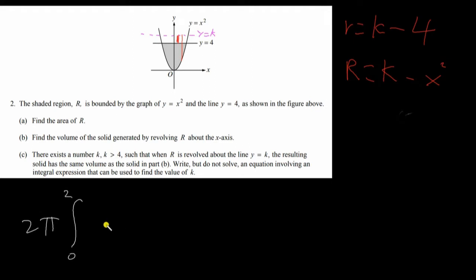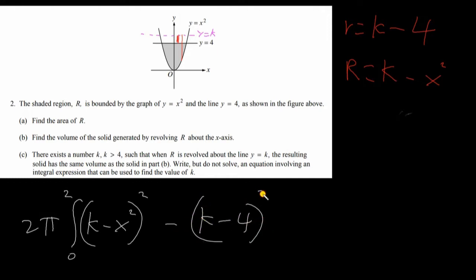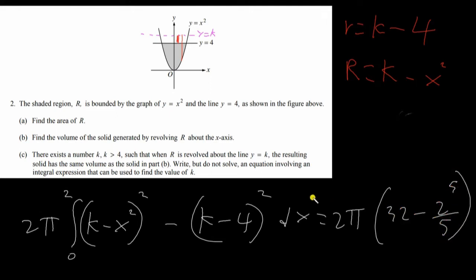So plugging that in, we're going to have the integral of (k minus x squared), this is our big R, and then (k minus 4 squared), this is our little r, dx. And then we want this to be equal to the volume we got in part B, right? And the volume we got in part B, if you remember, was 2 pi times (32 minus 2 to the 5th over 5). So this is an integral expression that can be solved for k.